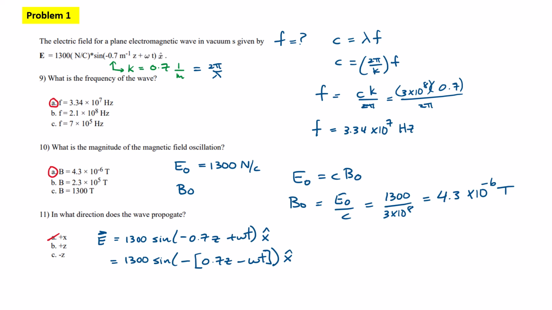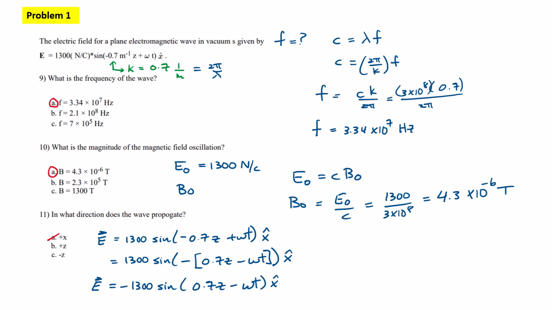Now what I would do is I would use some of the properties of the sine wave, right? The sine is an odd function. So if I have sine of a negative number over here in the square bracket, I could take the negative sign outside, minus 1300 sine, and now it just becomes 0.7z minus omega t, and that's in the x direction.